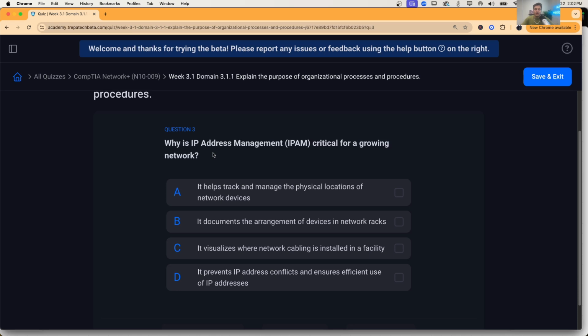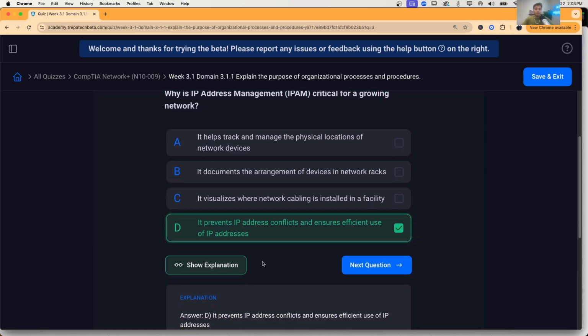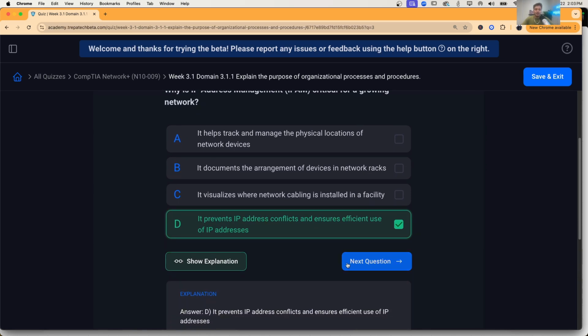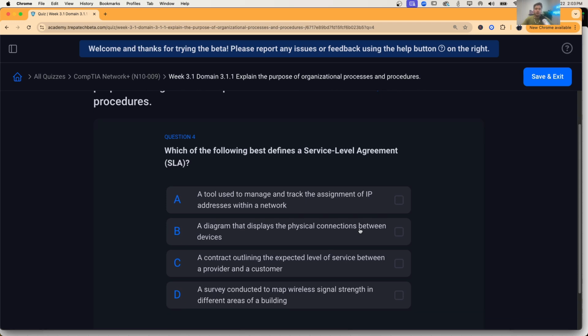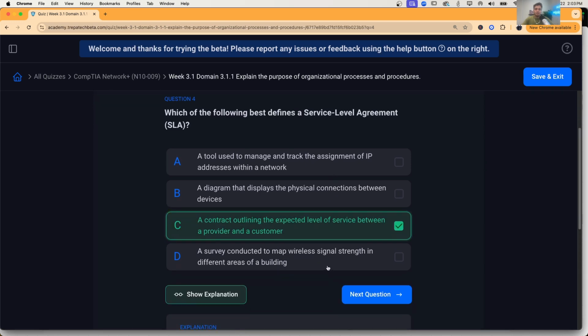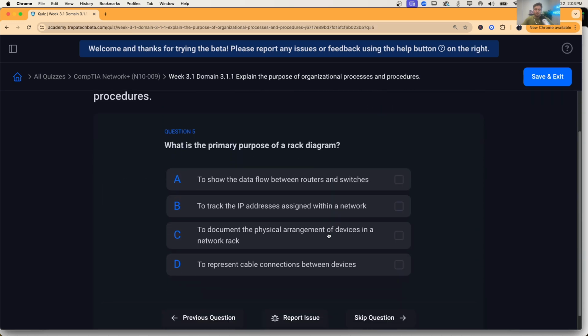Question 3. Why is IPAM, IP address management, critical for a growing network? Not the physical location, not the arrangement. It's your IP addressing, right? As we grow as an enterprise, the earlier you get good IPAM done and a good system in place for managing where the subnets are, what prefixes are located where, assigned to who and what sites, the easier your scaling is going to be, especially when it comes to any sort of migrations. Okay, question 4. Which of the following best defines a service level agreement? Not a diagram, this is a contract. This is a contract outlining the expected level of service between a provider and a customer.